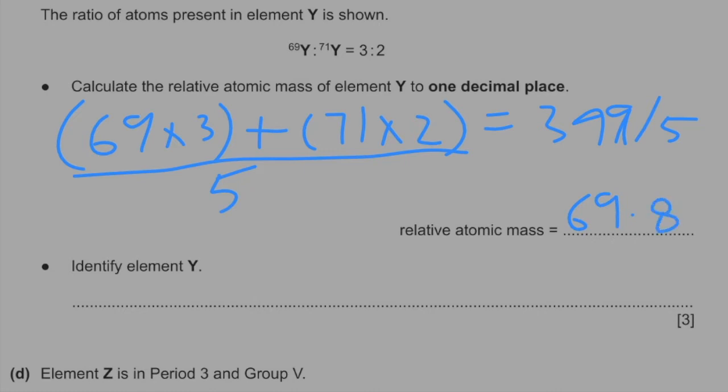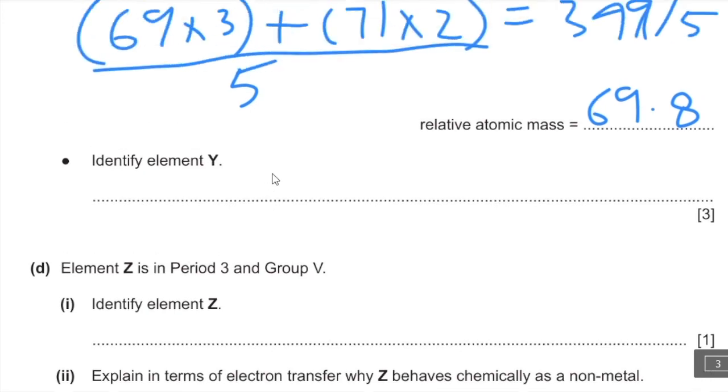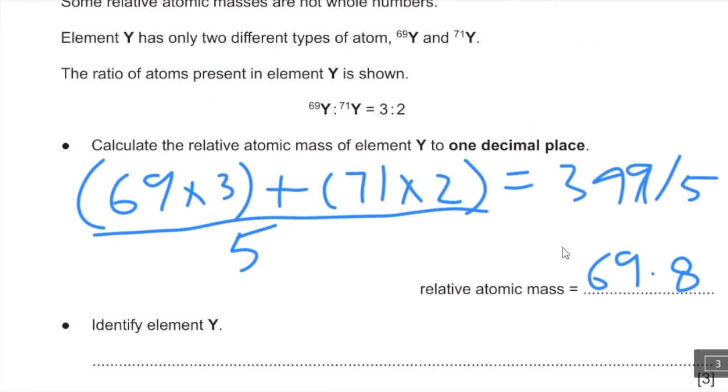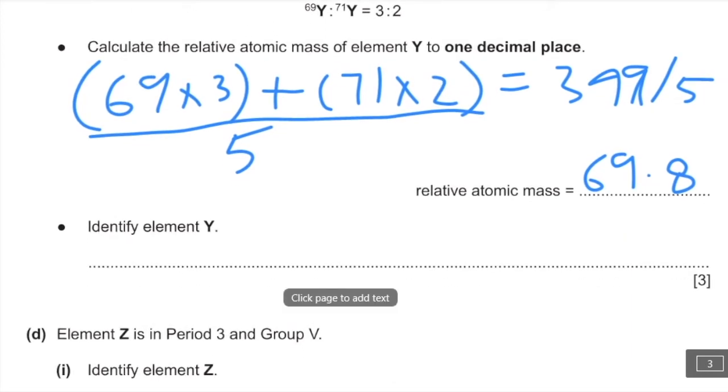Another point I want to mention over here is that if we had had the percentage, we would have divided this by 100, which is why we are instead using a 5 over here, since this is ratio and not percentage. Identify element Y. Alright, so element Y over here has a relative atomic mass of 69.8, and in the periodic table, the closest relative atomic mass is 70, which belongs to the element gallium.